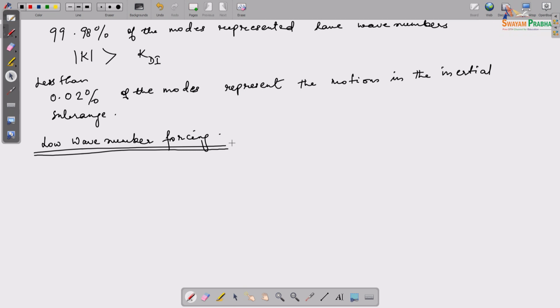like we've said right here, most of the modes represented lie in the dissipative zone.